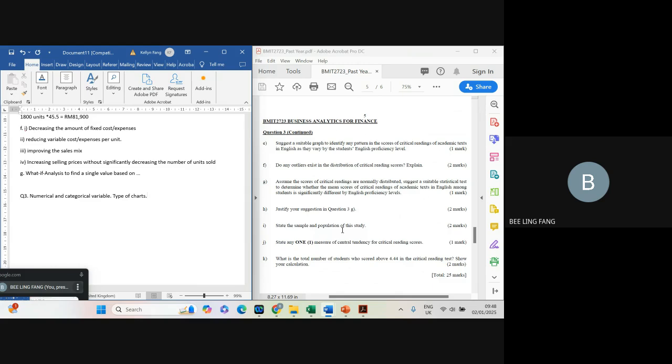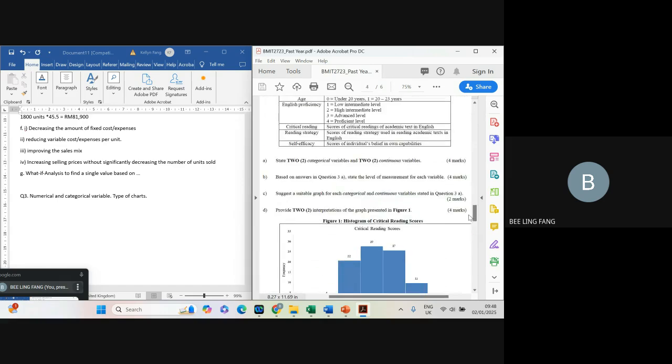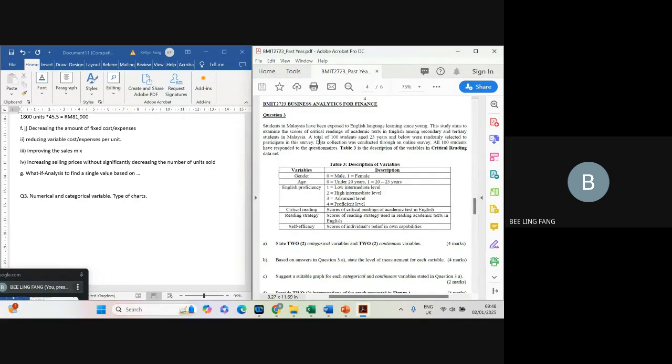State the sample and population of the study. This is quite straightforward, right? Sample, that means, okay, everything from the question. Is it a total of 100 students who were randomly selected? So this is called the sample, right? It's a sample. The population is students aged 23 years old and below. This is the population, right?